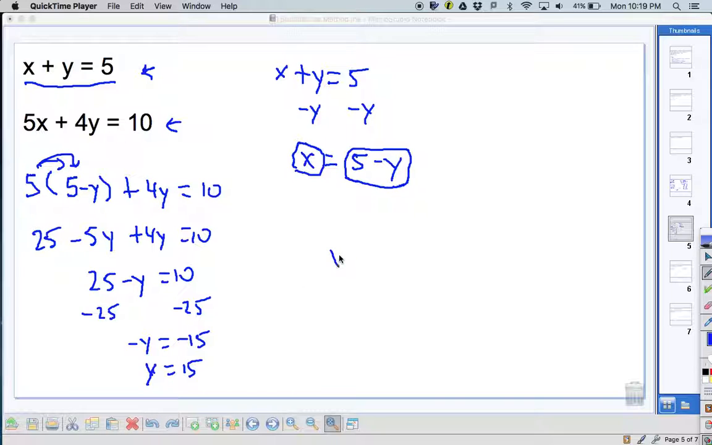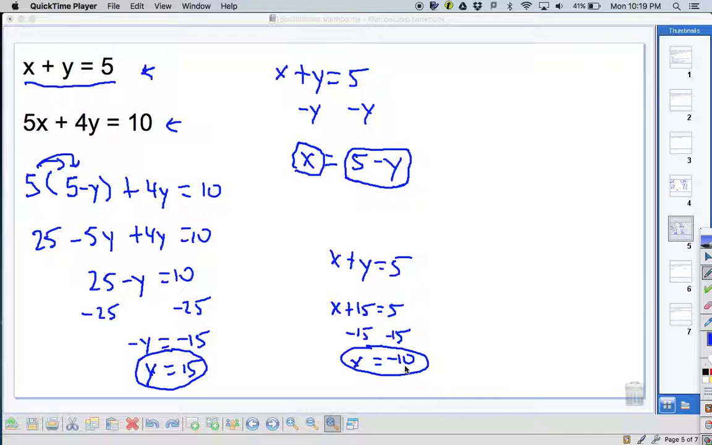So I got x plus y equals 5. We now know that y is 15. So this y must be 15, as is this y down here. They're all 15. So I got x plus 15 equals 5. We need to solve it for x, so I got to subtract 15 from both sides. So x ends up being a negative 10.